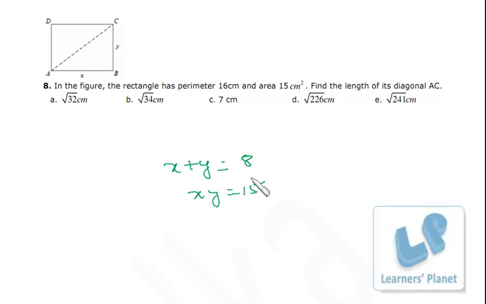Now x plus y is 8, xy is 15. So pretty simple. You can assume two numbers. Sum should be 8, product should be 15. So it is 5 and 3. Right? So one side is 5 and other side is 3. So if at all we have to find out diagonal AC, then AC square will be 5 square plus 3 square. So 25 plus 9, it is 34. So AC will be root 34. Pretty simple.